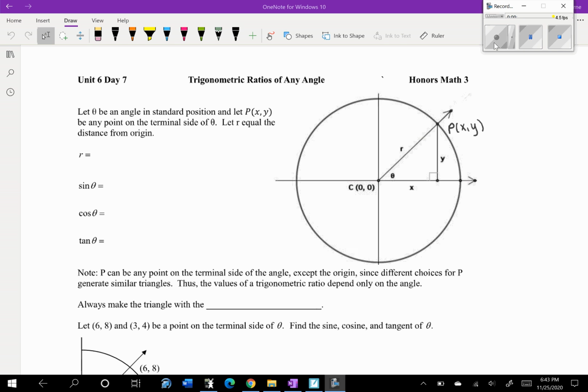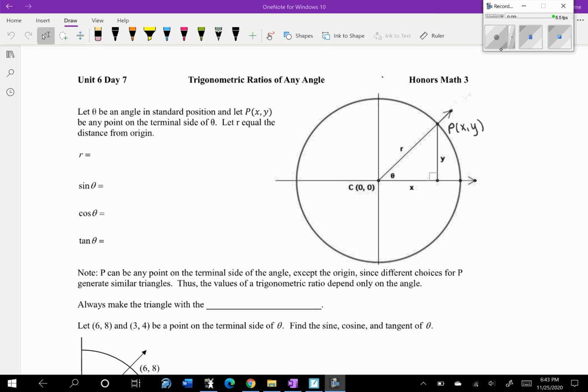Today we're going to talk about trig ratios of any angle. Let theta be an angle in standard position, and let P, the point (x, y), be any point on the terminal side of theta. Let r equal the distance from the origin, as we have set up in this picture to the right here.